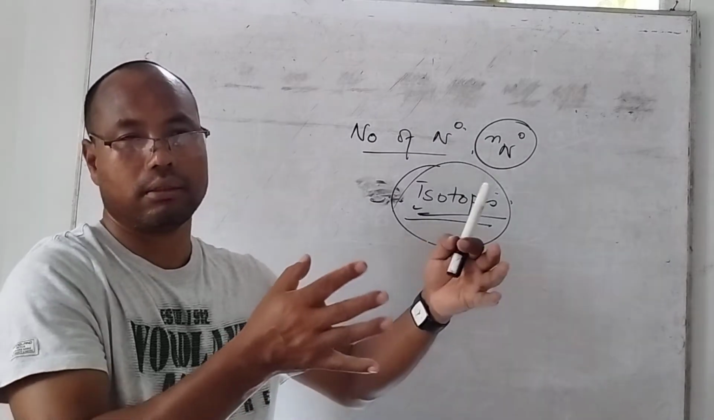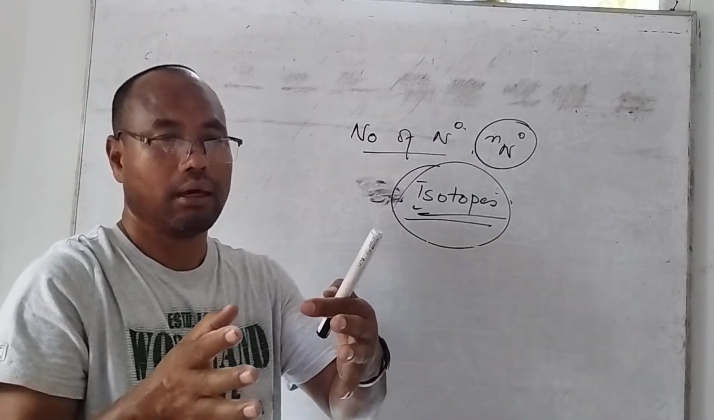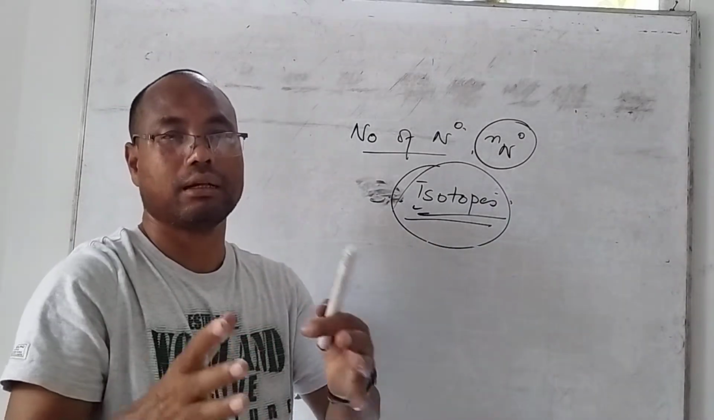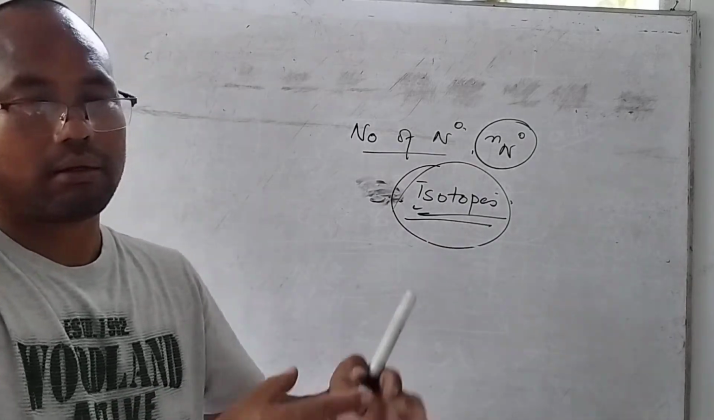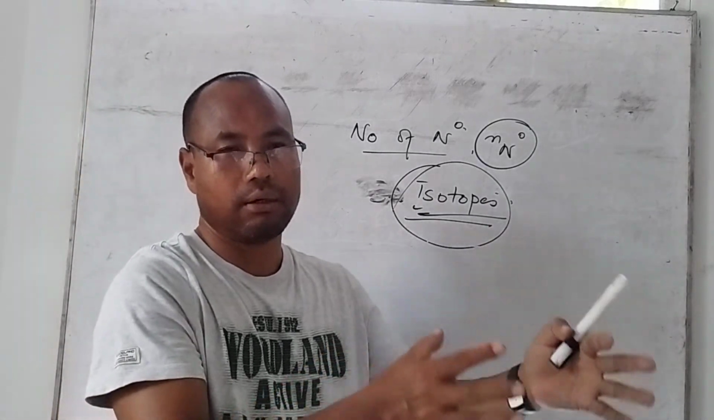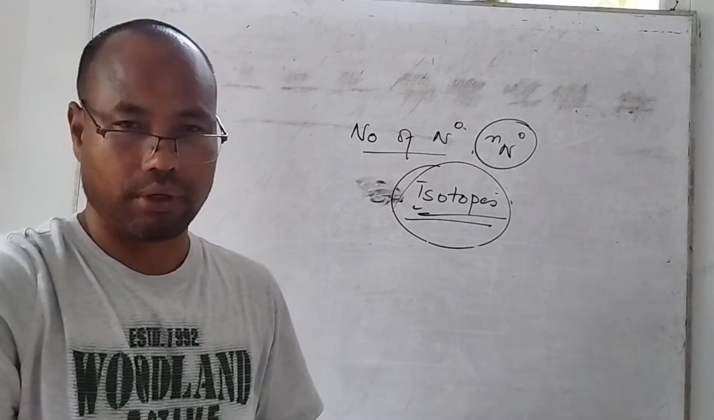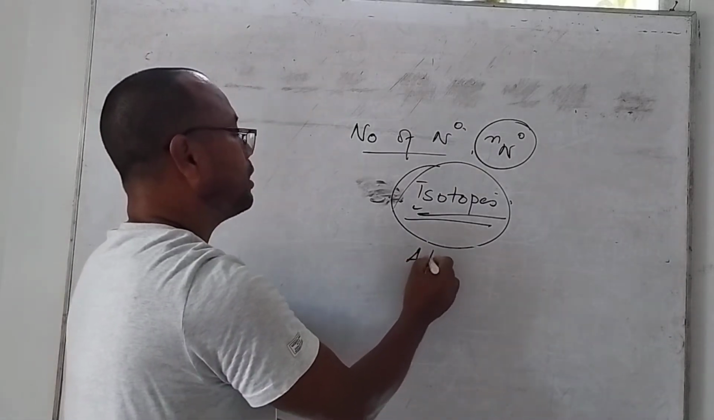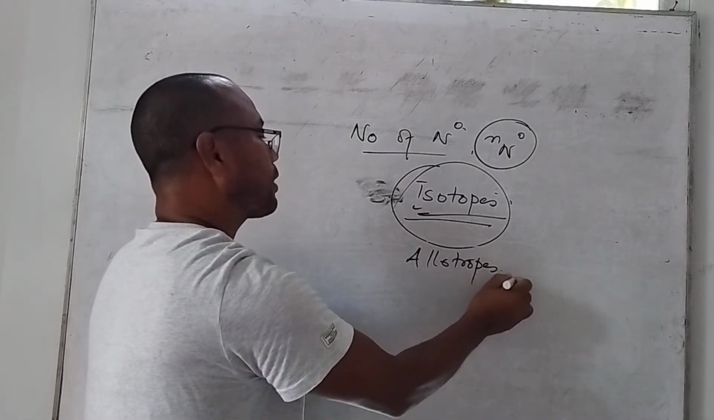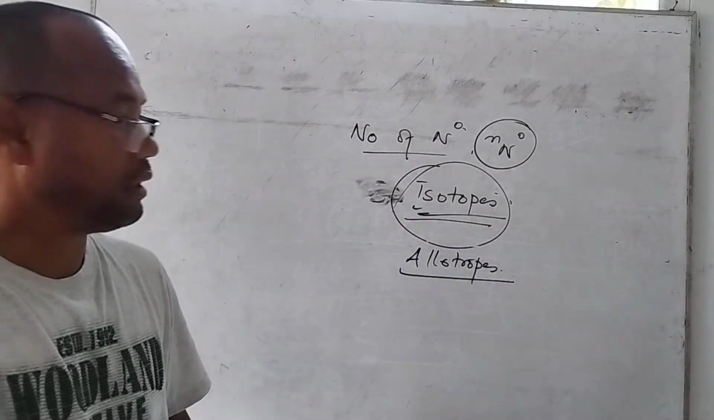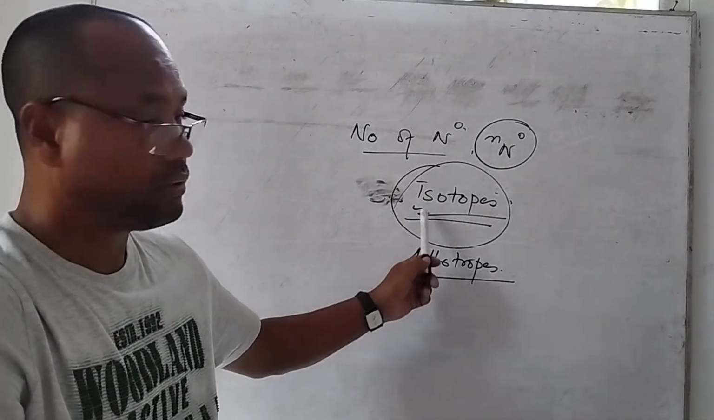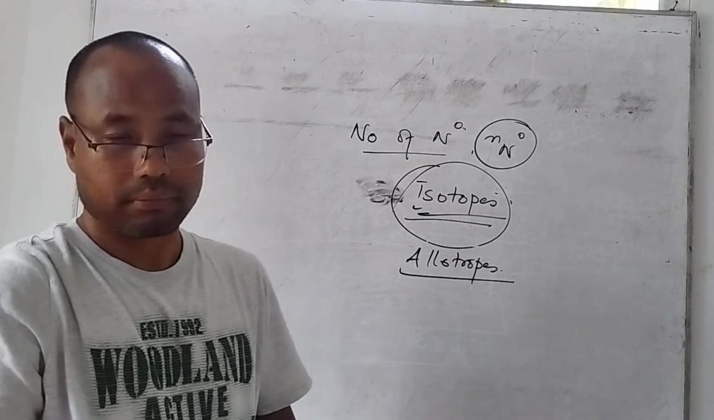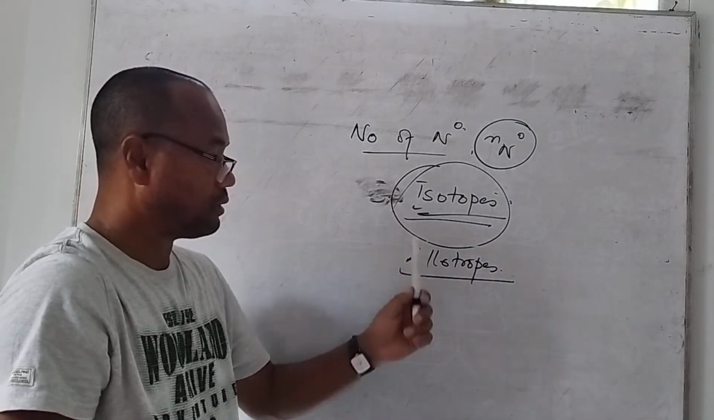Now another thing: we have different atoms of elements, different elements. But their physical properties are completely different. What is this property of the elements known as? That is what we learn as allotropes. One is the isotope, another is the allotrope. Just as isotope is a property of the element, allotrope is also a property of the element. What is the difference between isotope and allotrope?